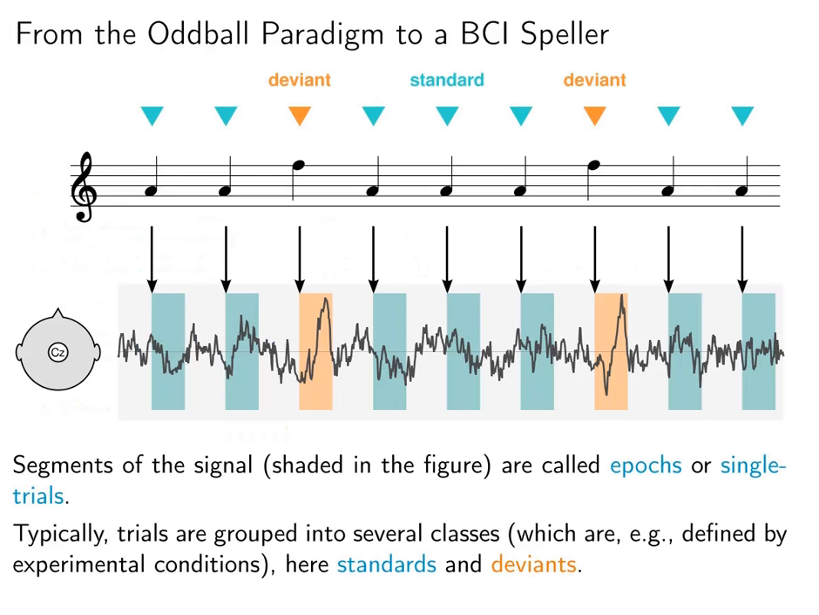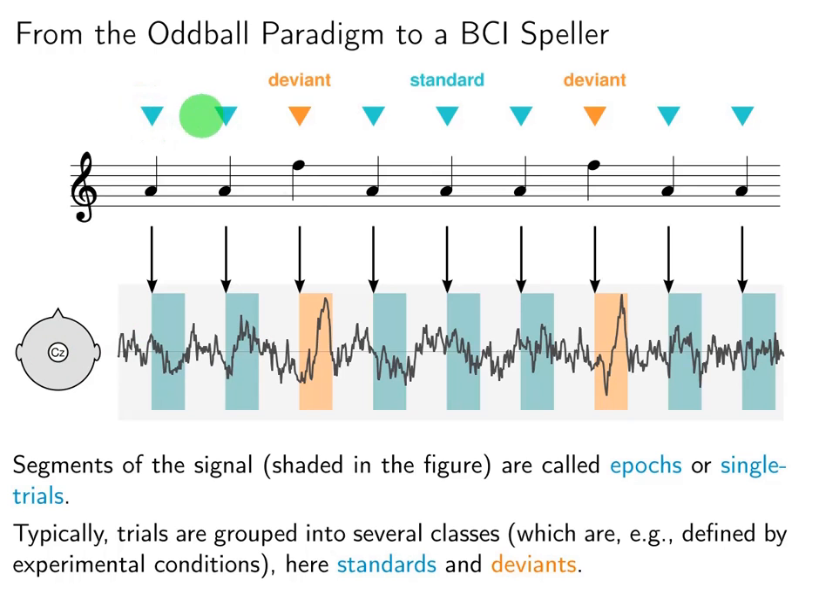How can we use the Oddball paradigm to build a BCI speller? Let's take a look at this example. Assume that our stimuli is a beat or musical tone, with deviant and standard, two different types of stimuli. When you provide these auditory stimuli to the user and then record data from the scalp, here shown CZ channel.